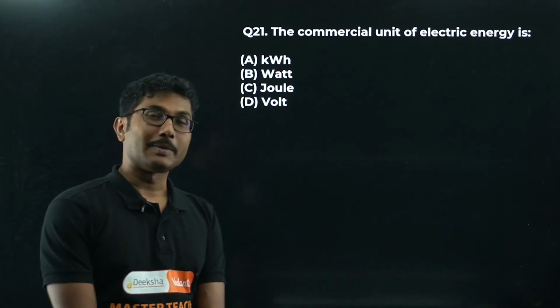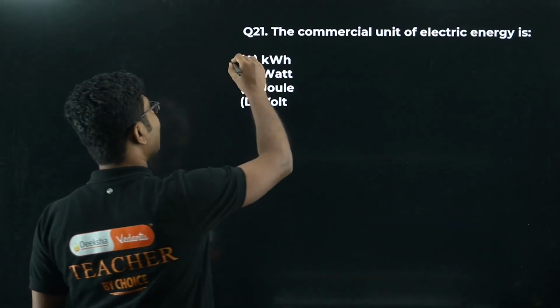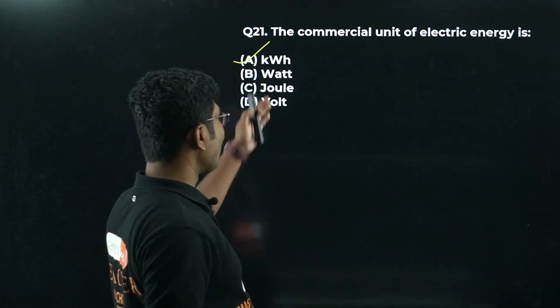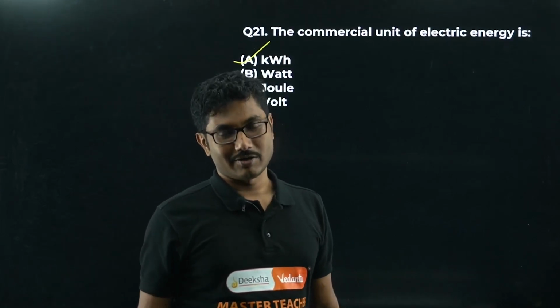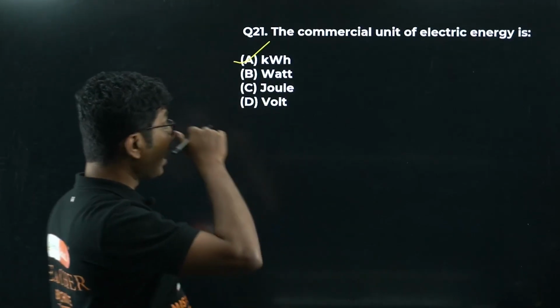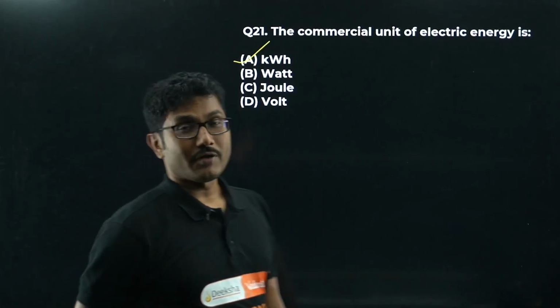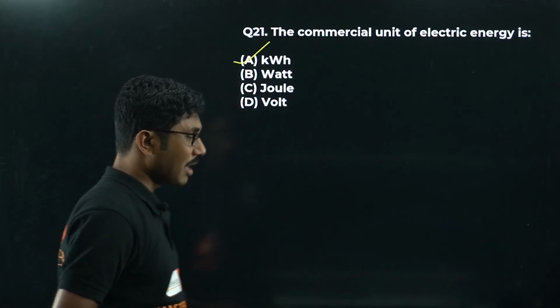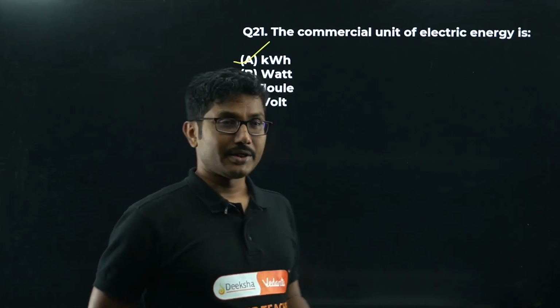So I have discussed it multiple times. The unit of commercial energy is kilowatt hour. In fact, watt is not a unit of energy at all. It is a unit of power, right? Kilowatt hour is a unit of energy. You can convert it into joules, but for domestic power consumption, kilowatt hour is used, right?